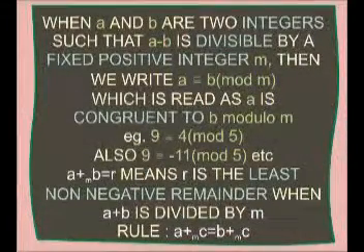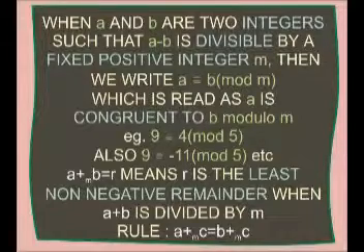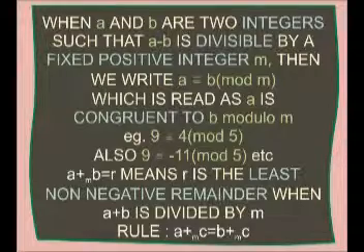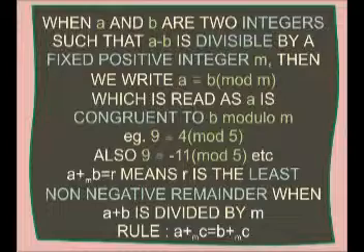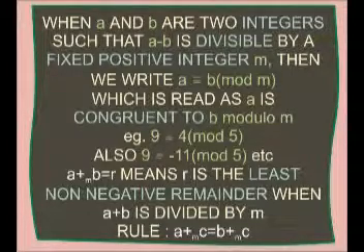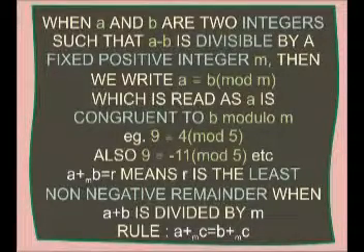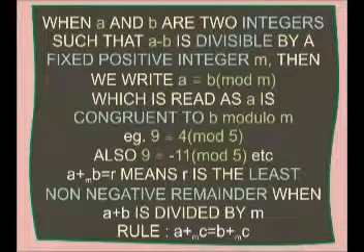When a and b are two integers such that a minus b is divisible by a fixed positive integer m, then we write a is congruent to b modulo m. For example, 9 is congruent to 4 modulo 5, since 9 minus 4 is divisible by 5, and also 9 is congruent to minus 11 modulo 5, etc.